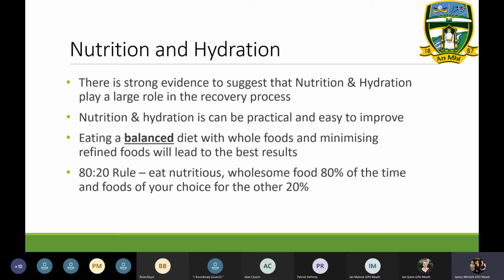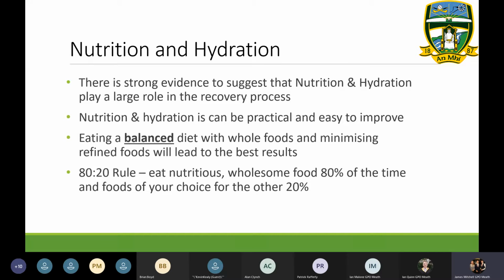So just the third point here, eating a balanced diet with whole foods and minimizing refined foods will lead to the best results. Look, I'm not going to get into too much, not going to be too specific as I go through here. I'm not going to be assigning how many grams of this and that you should be eating.